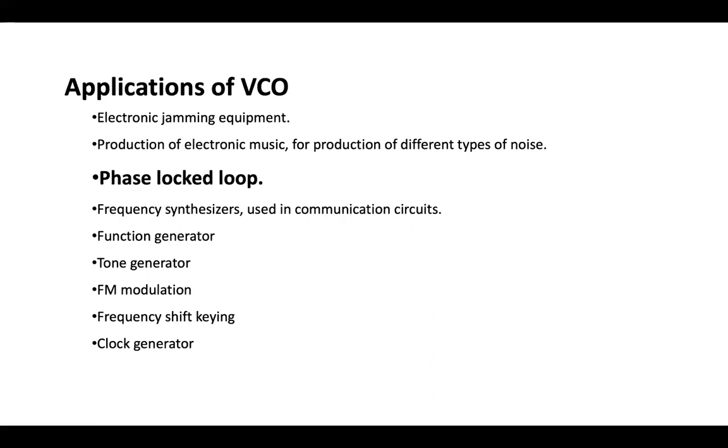If my oscillations are changing, then the way the sound appears also changes, because sound or noise is also frequency. The applications of a phase lock loop are frequency synthesizers. It's used in communication circuits, function generators, tone generators, FM or frequency modulated systems, FSK or frequency shift keying, and for generating clocks. Why am I able to generate clocks? Because I have stable, constant values of waveforms, so it is as good as a clock. So PLLs can be used for generating clocks.